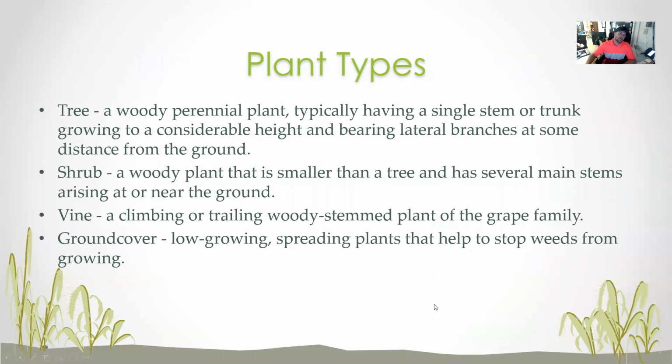So we also have trees. Everybody in here knows what a tree looks like. It's a woody perennial plant, typically having a single stem or trunk, and those are typically taller. Our shrubs are smaller woody plants that stay closer to the ground and are typically used to cover up buildings, used for security, all that good stuff. We'll get into that a little bit later.